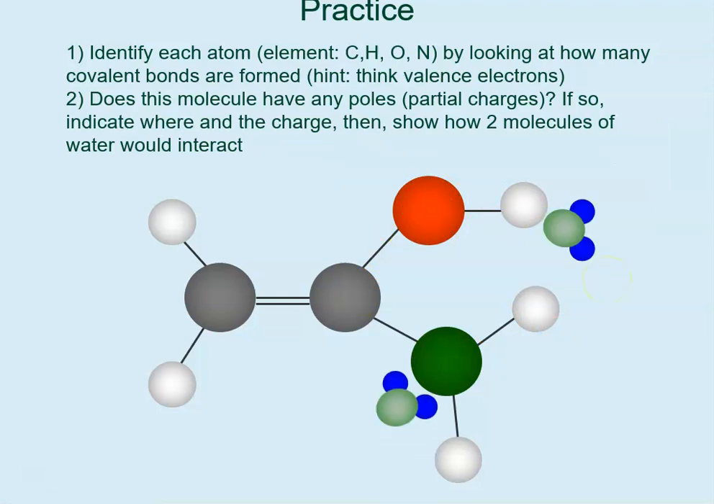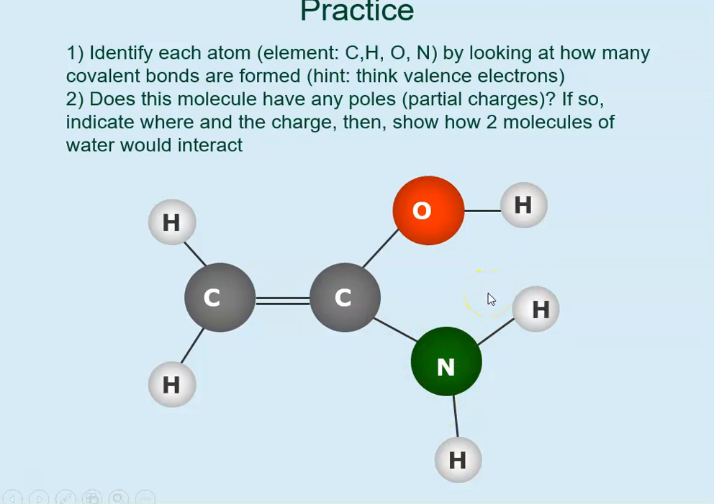So the first thing to do was to identify what atom is what. These molecules have 4 lines coming out of them. Those atoms are going to be carbon. Next, we've got oxygen with 2 covalent bonds. Then with 3 covalent bonds, needing 3 electrons to fill its outermost shell, that would be nitrogen. And then all those white balls with just a single line coming out of them are going to be hydrogens. And then we needed to ask what is going to have a partial charge.